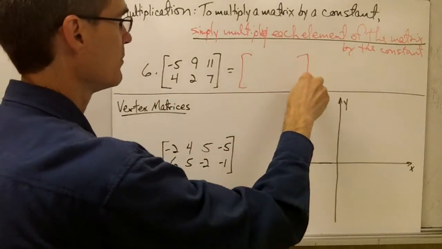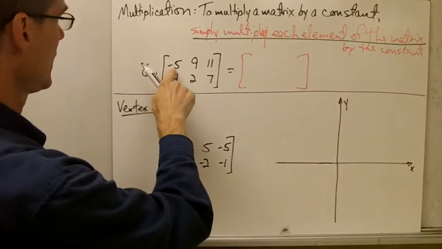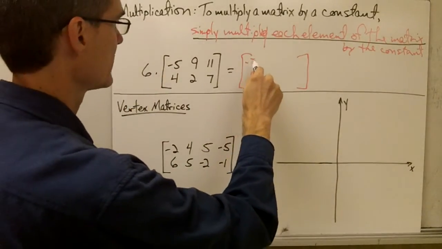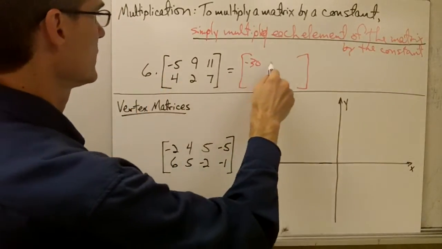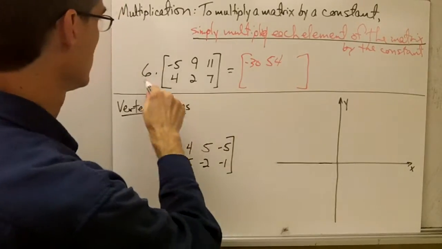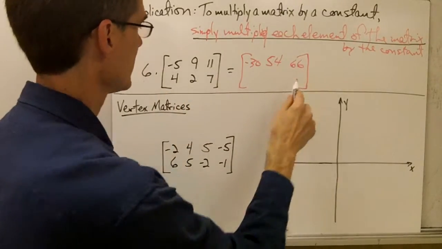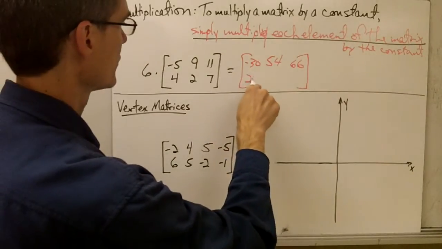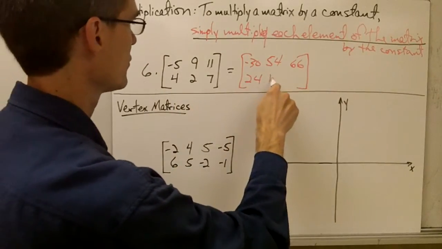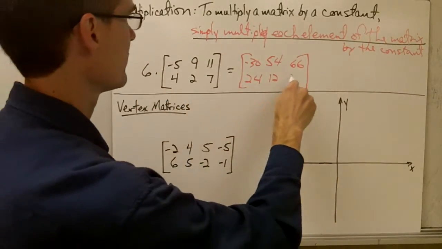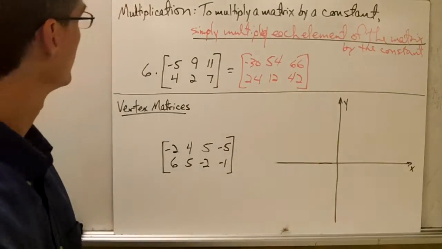So that's going to give me a matrix. And this element, 6 times negative 5, that's negative 30. 6 times 9 is 54. 6 times 11 is 66. 6 times 4 is 24. 6 times 2 is 12. 6 times 7 is 42.